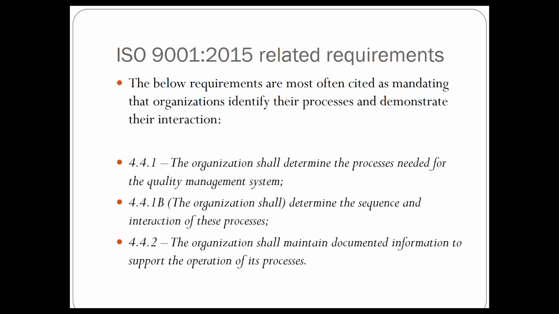So let's turn our attention then to ISO 9001:2015. And again, we have three key requirements in play. The first two are virtual reproductions of what we had in the 2008 standard. This time they're found in 4.4.1a and 4.4.1b. As you can see, the wording is almost exactly the same. Where we have an additional requirement is in section 4.4.2, where it states the organization shall maintain documented information to support the operation of its processes.